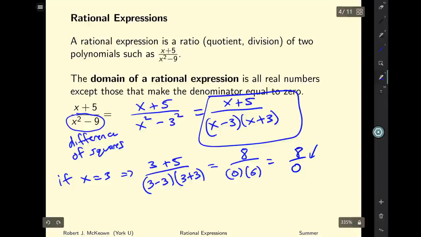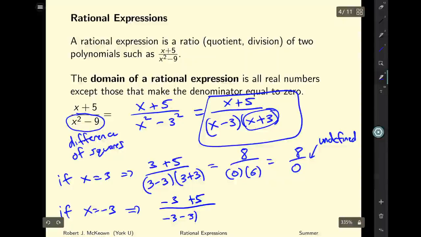And I told you that we should never divide by 0 because we never observe a real number like 8 divided by 0, so we just don't really know what that is. And so we say it's undefined. We can't define what 8 divided by 0 is. Similarly, if x is equal to -3, what happens? Well, we get -3 plus 5 over -3 minus 3 times -3 plus 3.